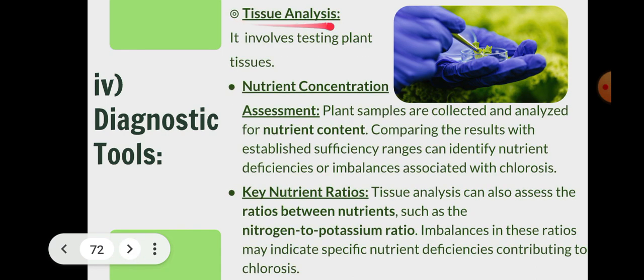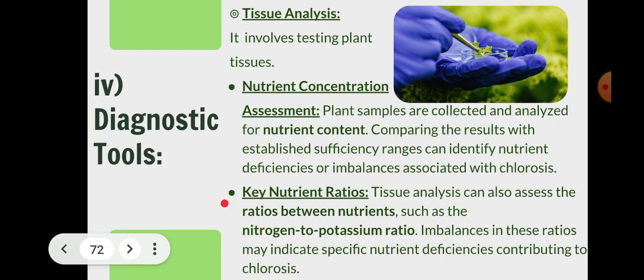The next one is tissue analysis. It involves testing the plant tissues in a laboratory. Nutrient concentration assessment. The first way is nutrient concentration assessment. Plant samples are collected and analyzed for nutrient content, and comparing the results with established sufficiency ranges can help identify the nutrient deficiencies or the imbalances which are associated with the yellowing of the leaves.